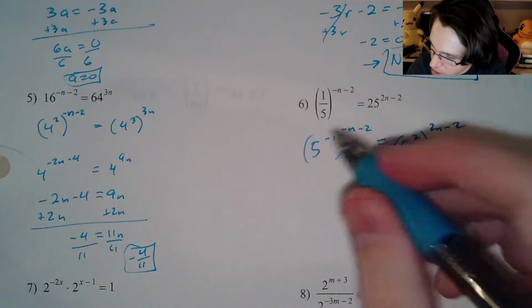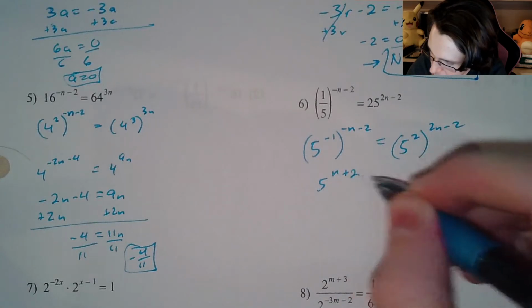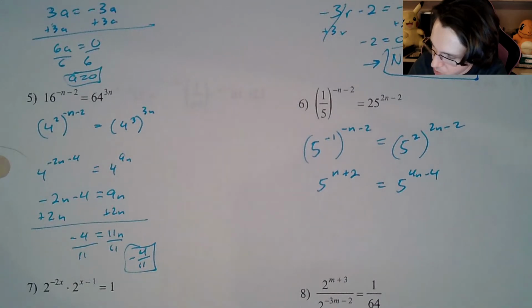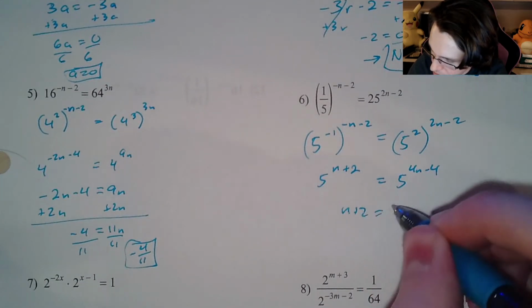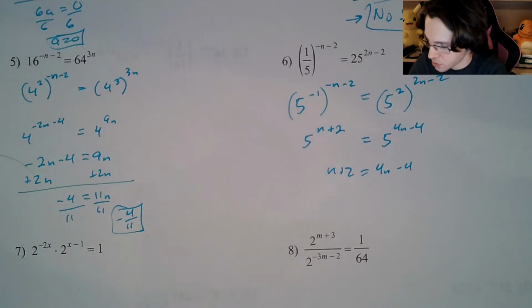2n minus 2. Distribute that negative 1. So we got positive n plus 2. And then we got 5 to the 4n minus 4, and therefore n plus 2 is 4n minus 4. Switcheroo, if you forgot the switcheroo, you're just moving all the numbers, all the constants, to one side, all the variables to the other.